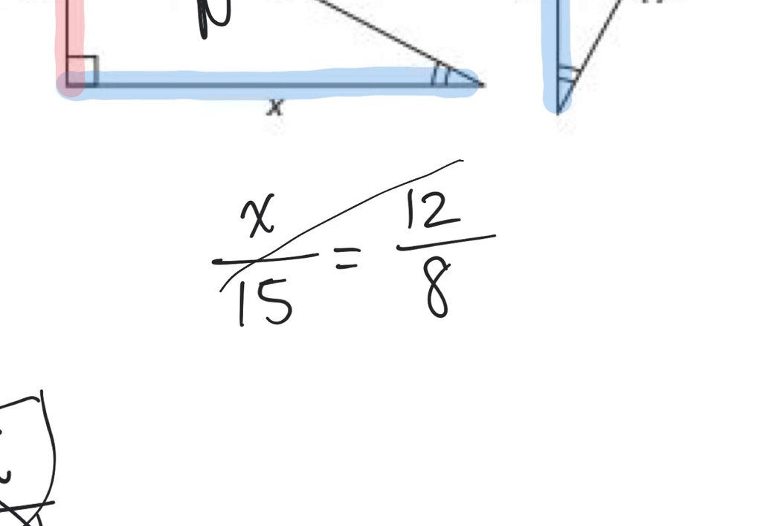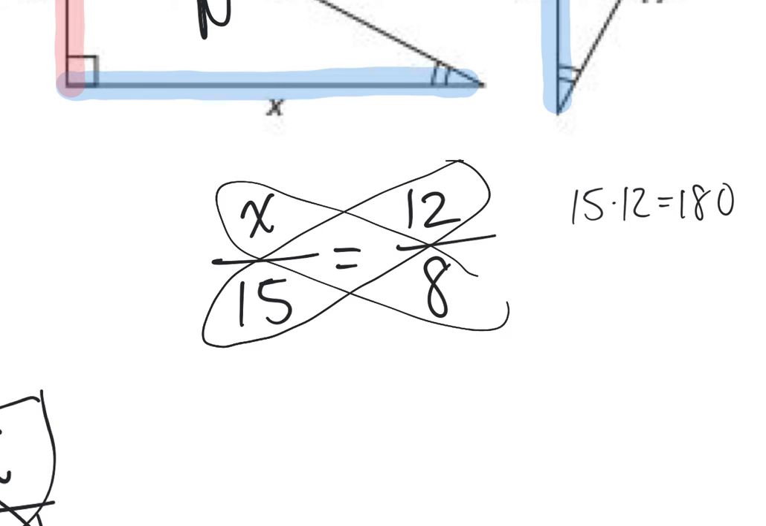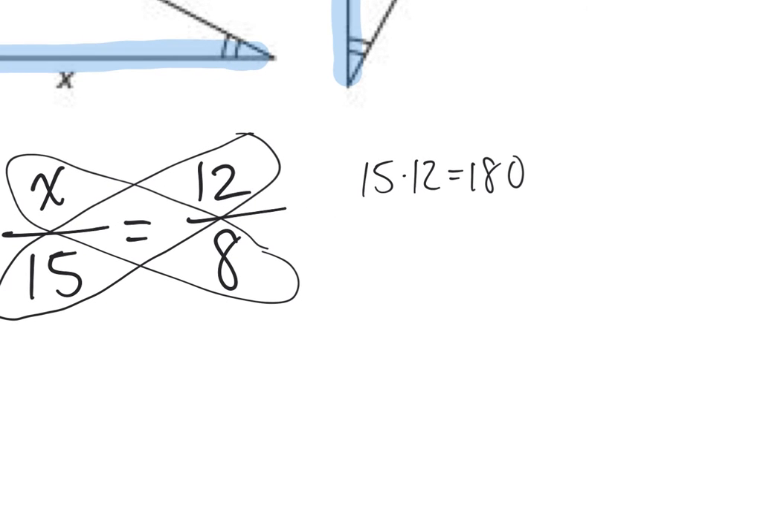So we cross multiply, we're going to get 15 times 12, which is 180. And we're going to get 8 times x. And those are going to be equal to each other. So we're going to have 180 equals 8x. You should have divided by 8, divided by 8. If you simplify this, you'll get 45 over 2 or 22.5.